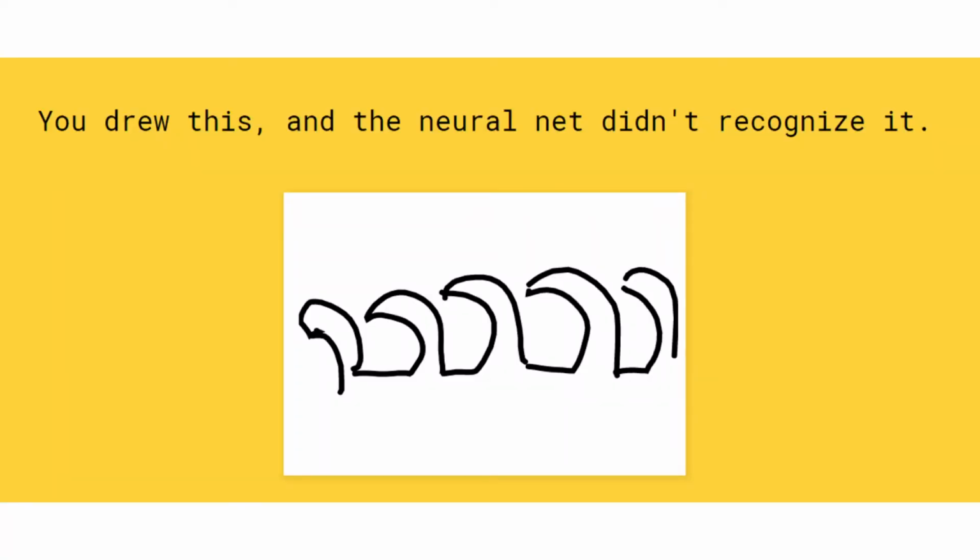But at one point I was drawing something, and it was completely unable to guess what I was drawing. As you can see here, it said you drew this, and the neural net did not recognize it. So look at it. What do you think it is? It's pretty easy, right? Almost any human being can see that this image is waves. Of course it's waves. But the AI couldn't detect it. It couldn't recognize the pattern and see that this was waves.